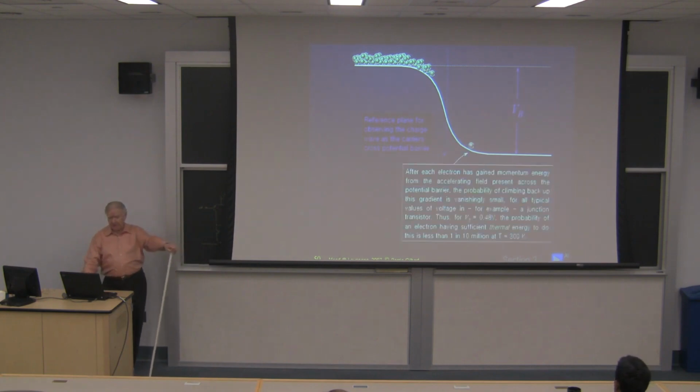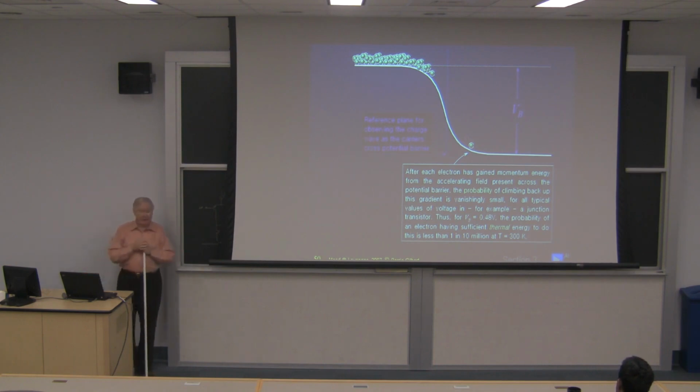And they are attracted by the field of the collector, and of course, once they're on the other side of that boundary, they're not going to get back up. At least the probability of them getting back up is extremely tiny. So I show here, if the reverse bias on that junction is 480 millivolts, the probability of an electron having enough energy to get back is about 1 in 10 million, at 300 Kelvin. So they go over and they become the current that we use.